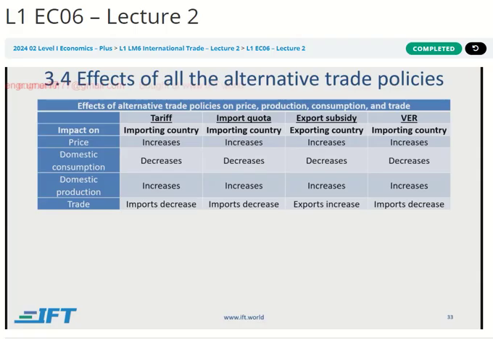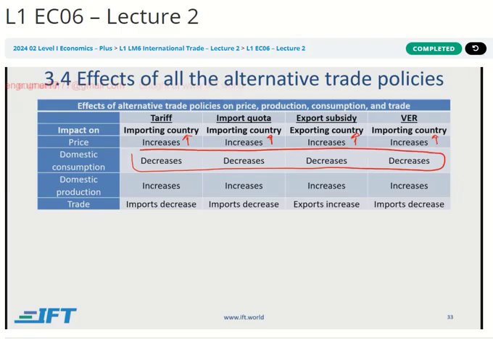And the impact on prices is going to increase everywhere, right? If you put a tariff, price will go up. If you put a quota, price will go up. If you put an export subsidy, local prices will go up, especially if it's a small country. And when there is a voluntary export restraint, prices will go up because of short supply. Domestic consumption will obviously decrease in all situations because prices are going up. The locals will benefit for sure, and that is why governments do this, right? All of these protectionary policies are there to protect your domestic production, so they will benefit in all situations.